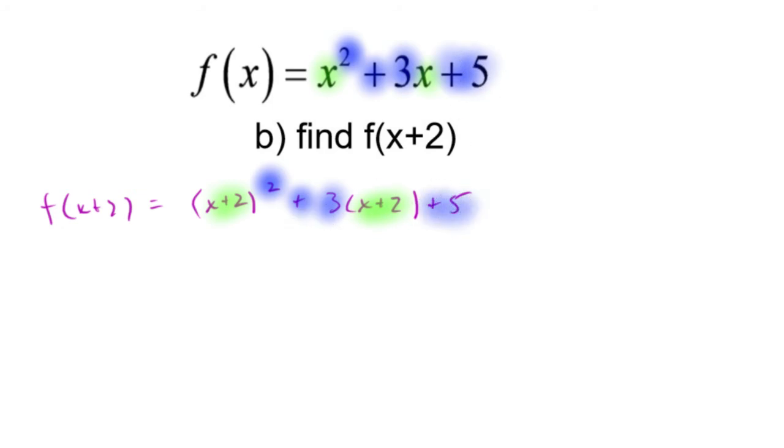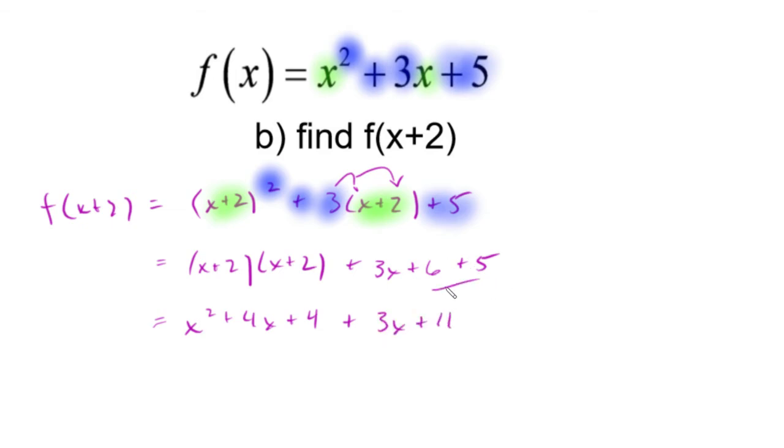Okay? And then you go ahead and simplify this. So you've got x plus 2 quantity squared is this: x plus 2 times x plus 2. And you'll have to FOIL this. Plus, and then here you distribute. And here you've got plus 5. All right, so this FOILs out to be x squared plus 4x plus 4.